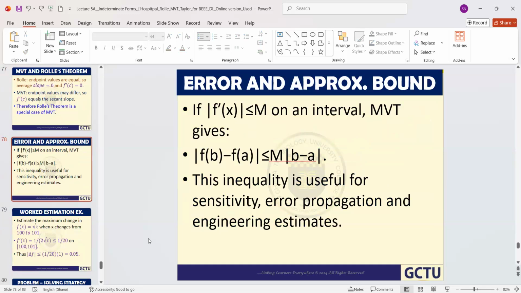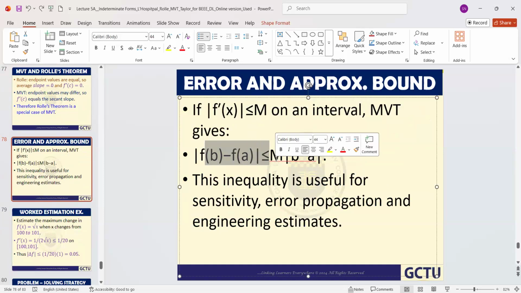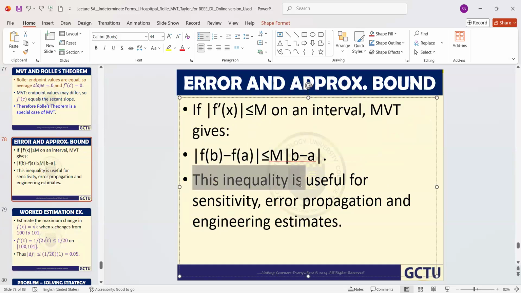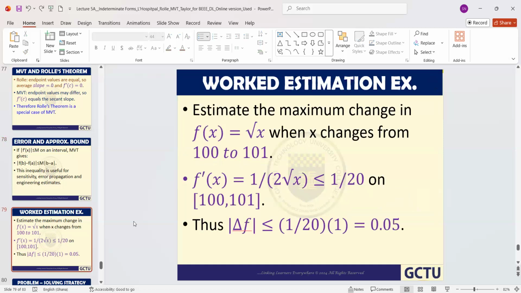Then there are some things you need to take care of. Sometimes you may get error approximation. When you differentiate the function and it's less than the mean value theorem on the interval, and then also when you find the slope and also less than the mean value theorem times b minus a, these are some errors and approximation that you can use. This inequality is useful for sensitivity and error propagation in engineering estimates. Okay, so this is some application of the MVT.